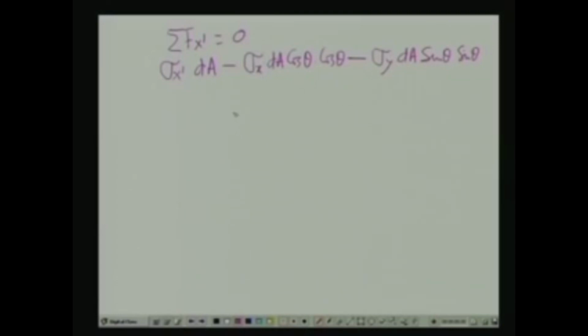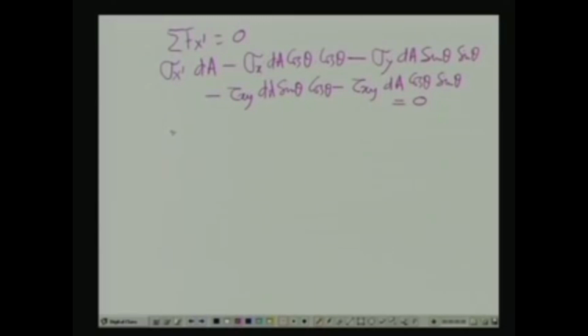For the shearing stresses, we have minus tau x y acting on BC, which is dA sin theta, with component along the x dashed direction cos theta, minus tau x y acting on plane x, which is dA cos theta, with component sin theta. This is equal to 0.